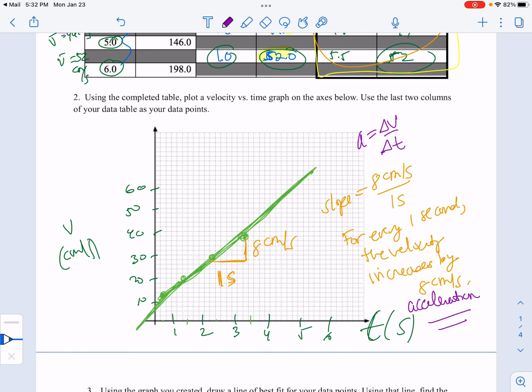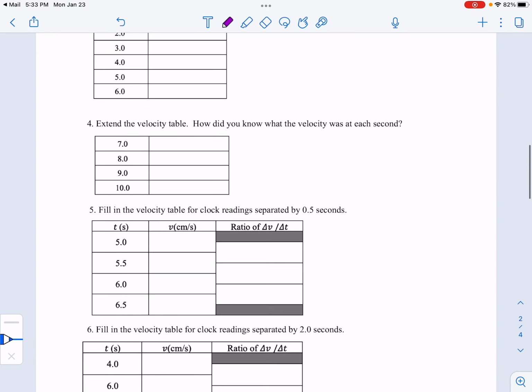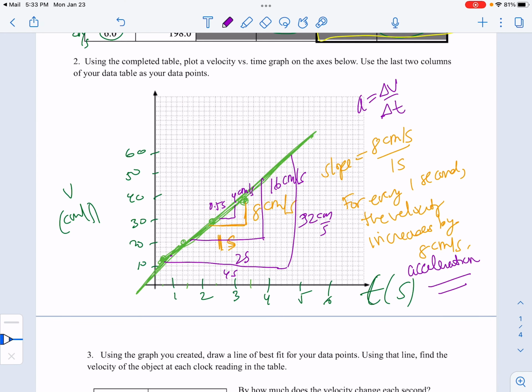You can extrapolate this for other data that you don't have. If I went 2 seconds, I would go up in velocity by 16 centimeters per second. If I went half a second, I would go up by 4 centimeters per second. That ratio is always the same. If I went 4 seconds, I would have to go up by 32 centimeters per second, because that ratio is always going to be 8. That's what we figured out in these tables. That ratio is always the same, which is what makes this a line.